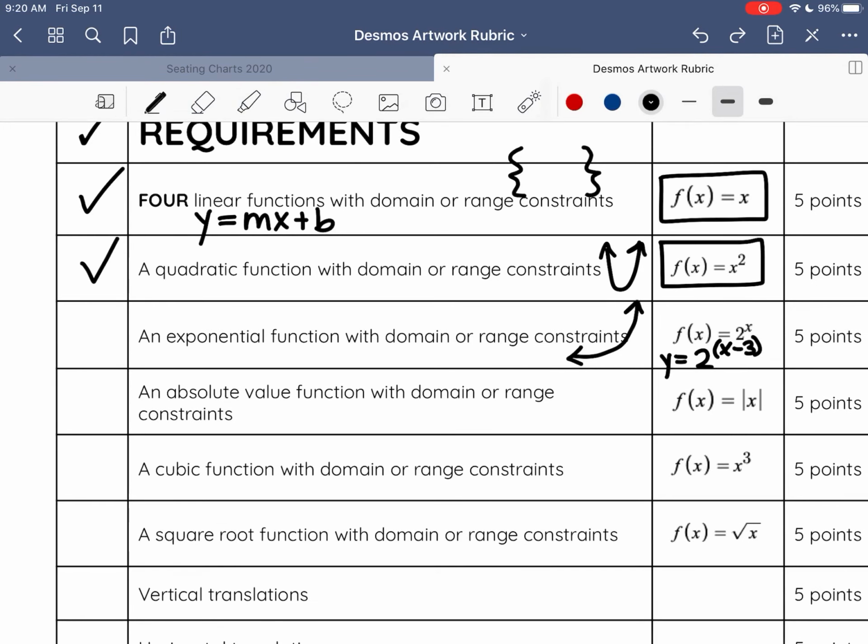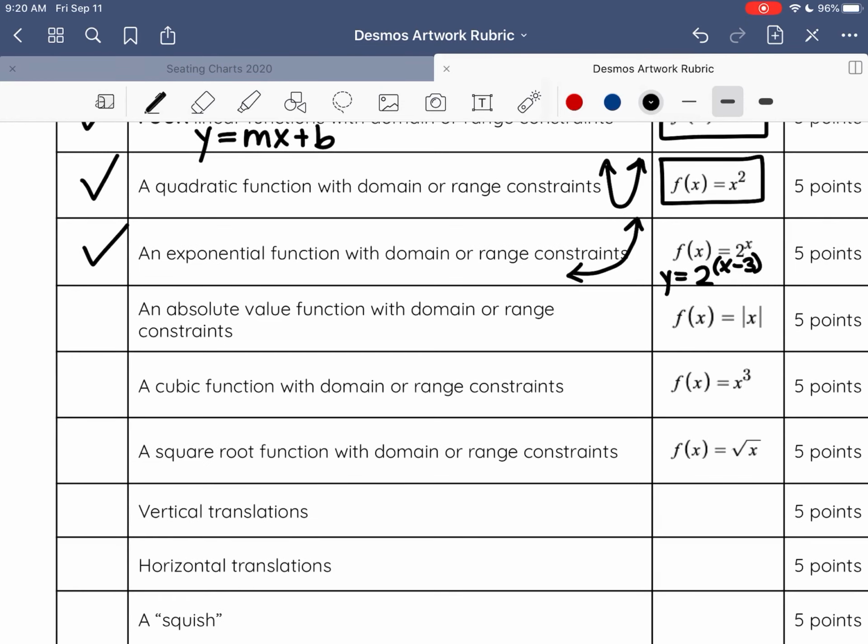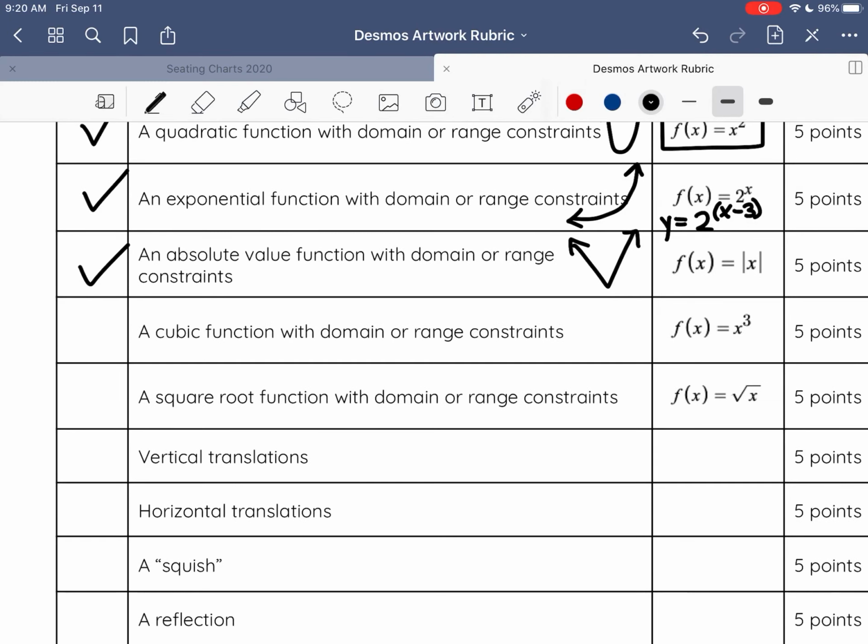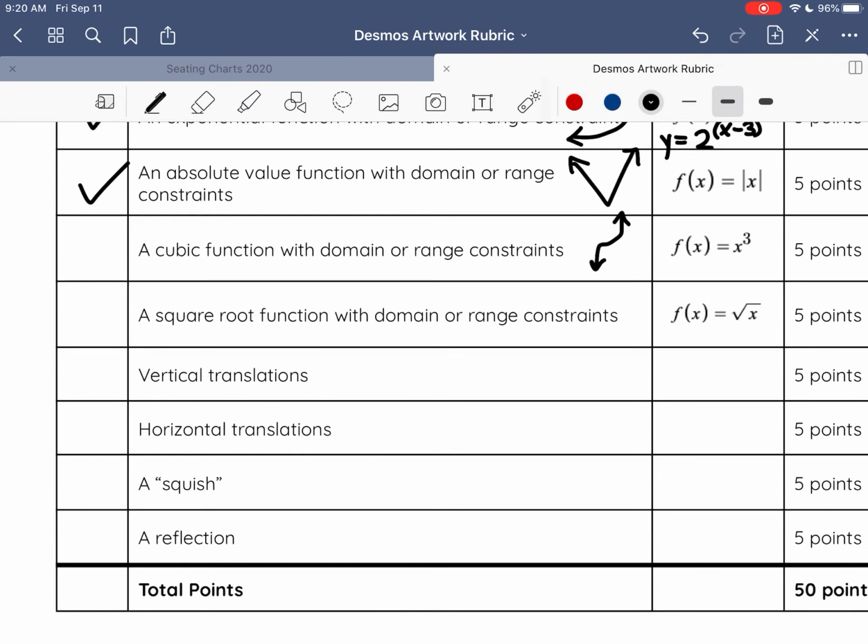The next thing that we need to have is an absolute value function. So that is the one that looks like a V shape. We will also need a cubic function that looks kind of like this squiggly line here, not the best drawn, and a square root function that looks like this, a curve with an endpoint there. So those are all the functions that need to be included in your art.